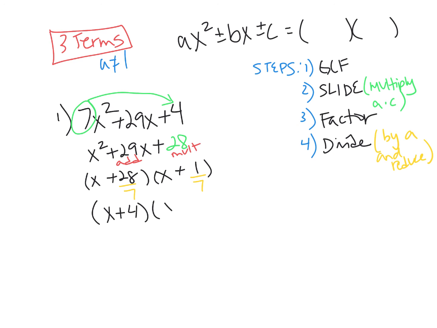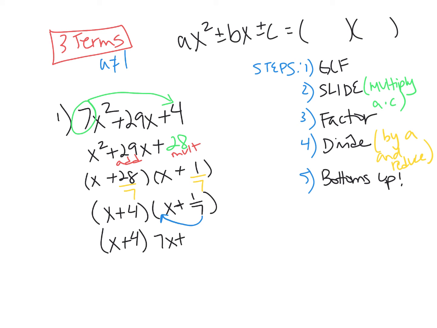Well, x plus 1/7 does not divide evenly, so what I need to do is what's called bottoms up. So bottoms up is when I take this denominator that does not cancel and I make it the coefficient in front of the x. So I am left with x plus 4 times 7x plus 1.